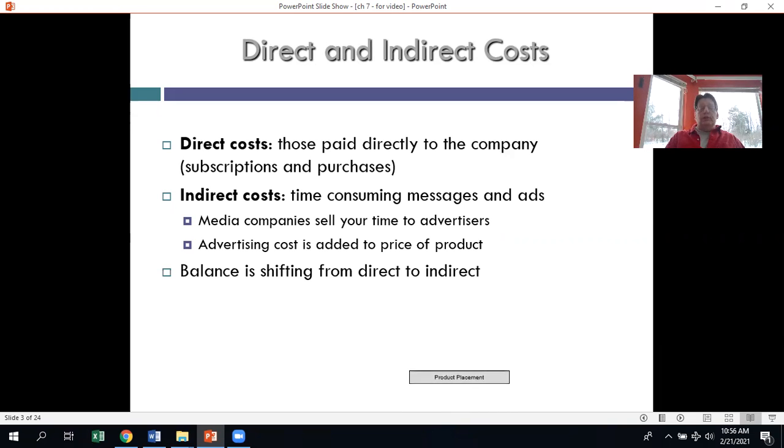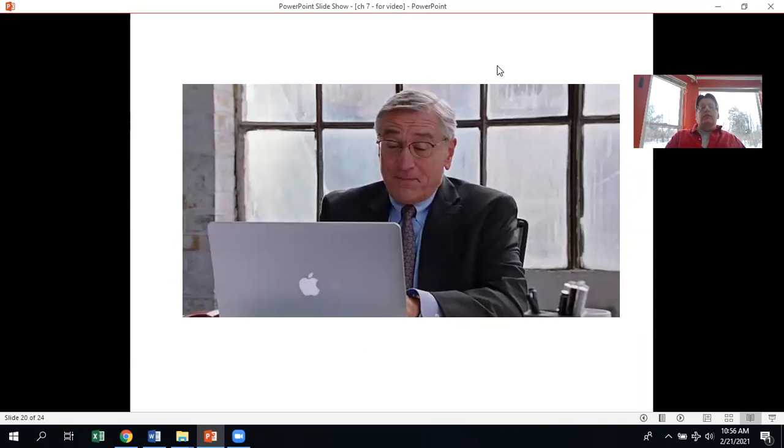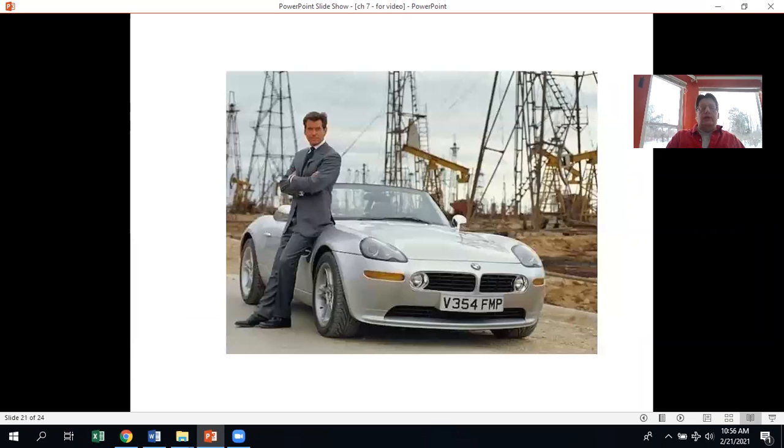And the balance is shifting from direct to indirect, so that more and more the money that's generated is from those indirect costs. One example of this is something called product placement. This is where in things like movies and TV shows, they will purposely put a product in there and the company will pay them for the right to do that. So here's Robert De Niro using an Apple laptop in the movie The Intern, and Apple paid a fee to have that there, and we paid for it with our attention.